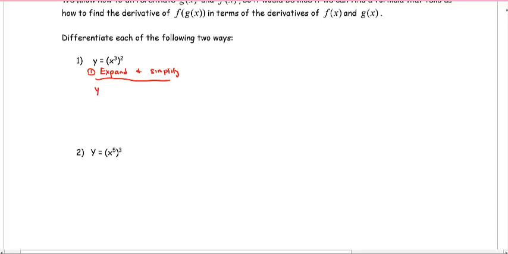Okay, if we do that, notice x cubed squared just becomes x to the power of 6. I can quickly find the derivative using power rule, 6x to the power of 5. Done. Okay, the other way. And I'm actually just going to call it the other way right now. There's no name for this way.